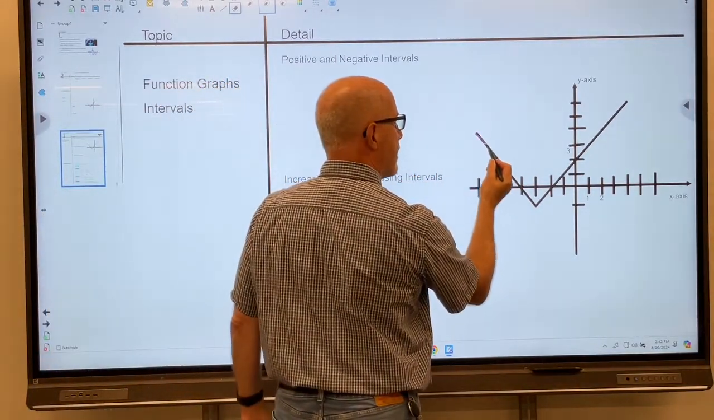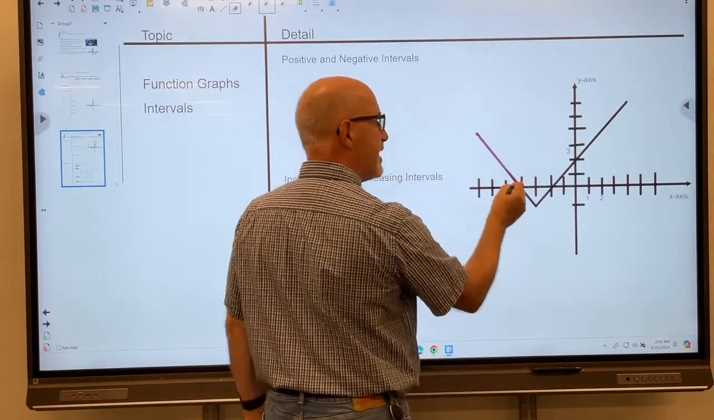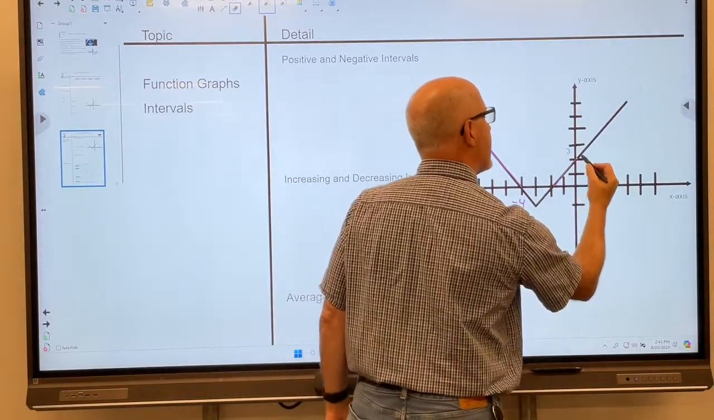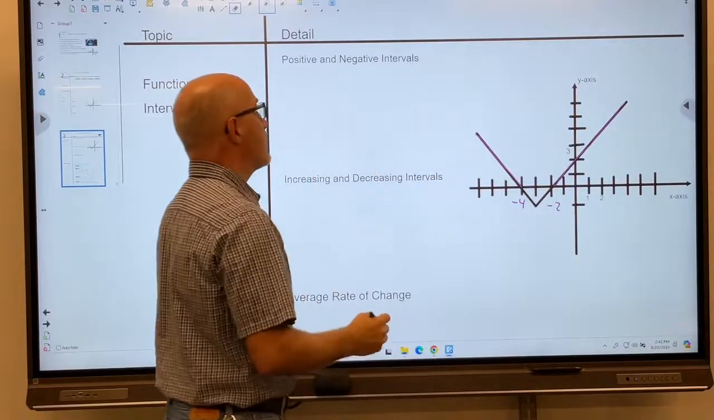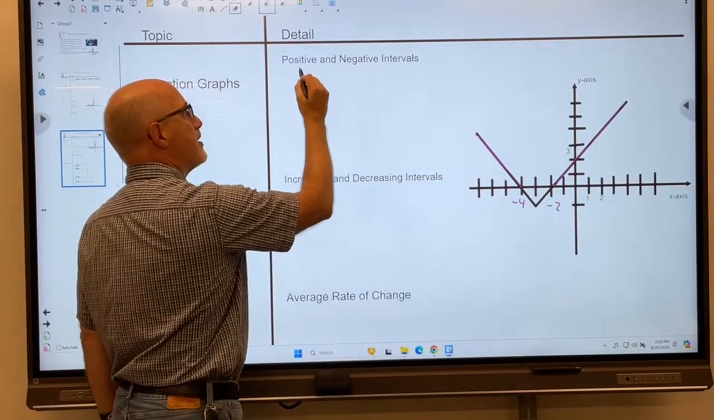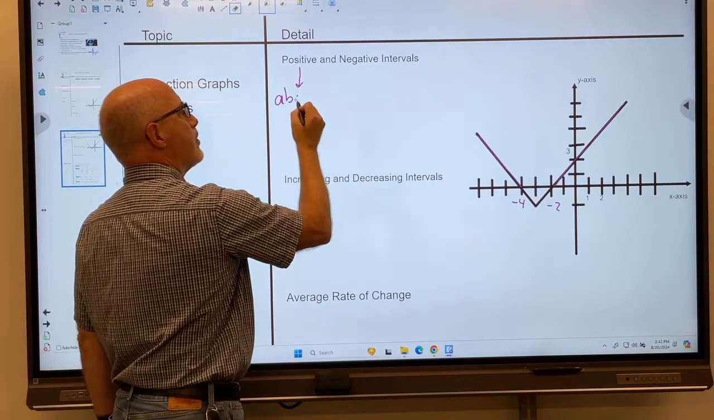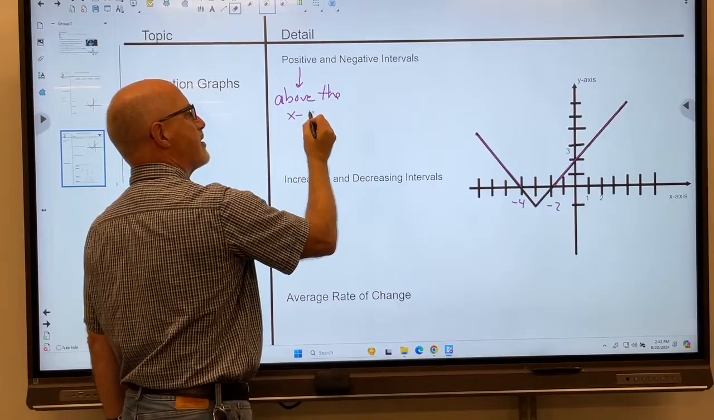So first of all, I'm going to outline when this graph is positive. It looks like it's positive here until we get here to -4 for the x. Then it goes negative after that. And then it picks up going positive again over here at -2. So when we're looking at the positive intervals, this is when it's above the x-axis.